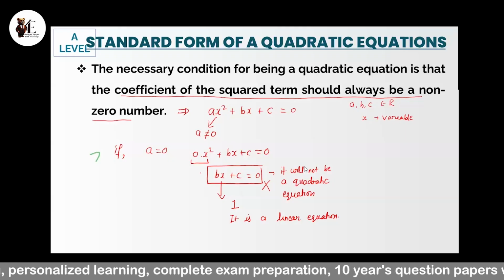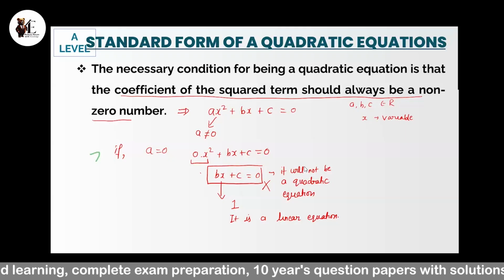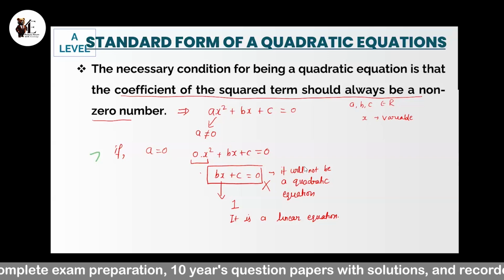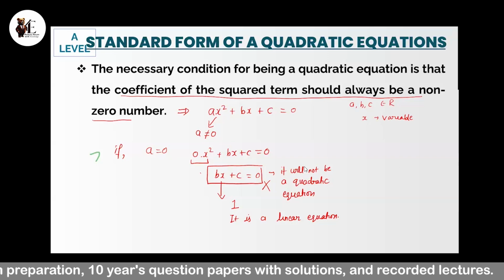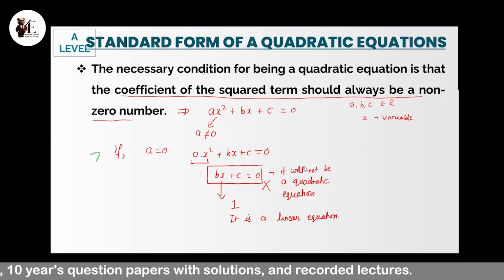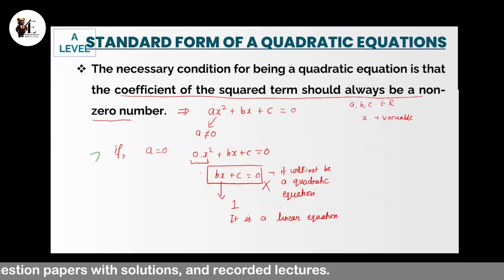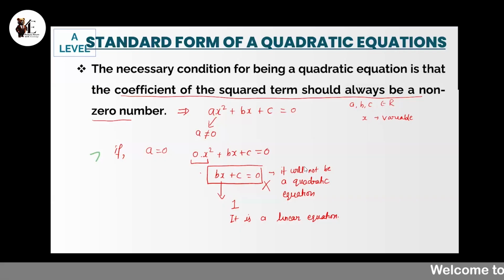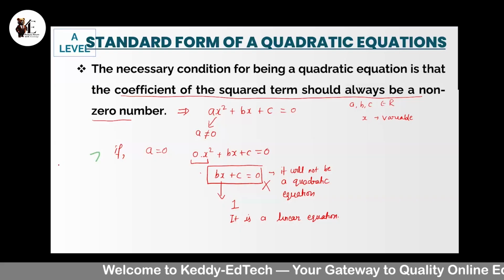Okay, so sir, yes, Nalini. You stated that if the coefficient of x squared is 0, it automatically becomes a linear equation, right? Right. How about if the same thing applies to the coefficient of x? Okay, I got your point.